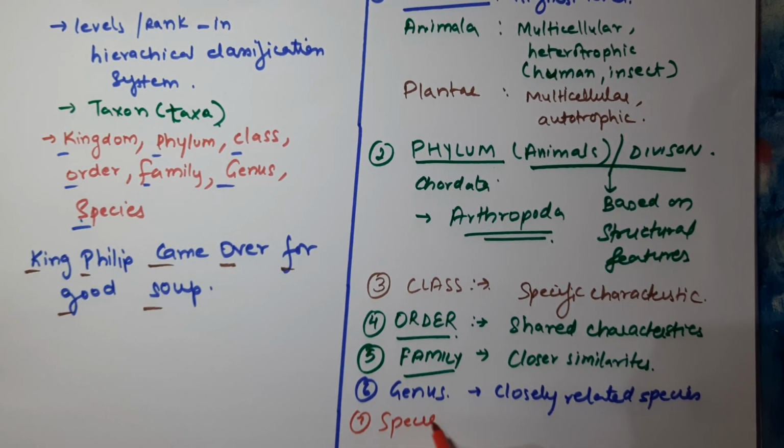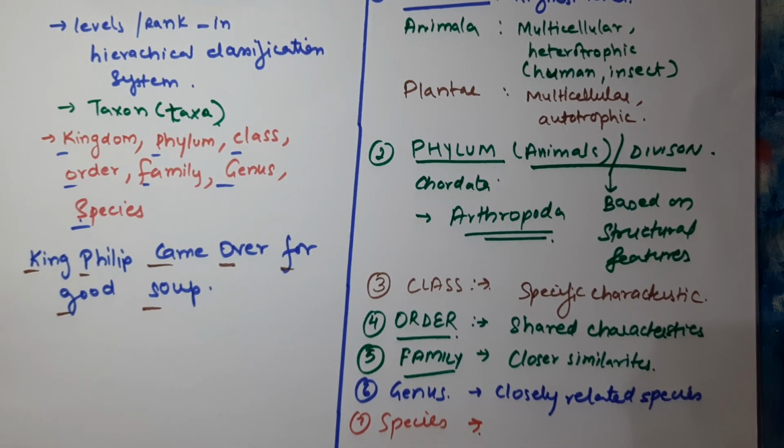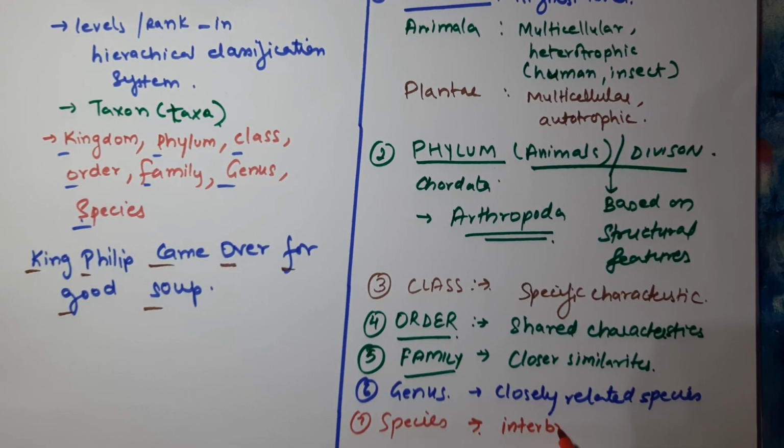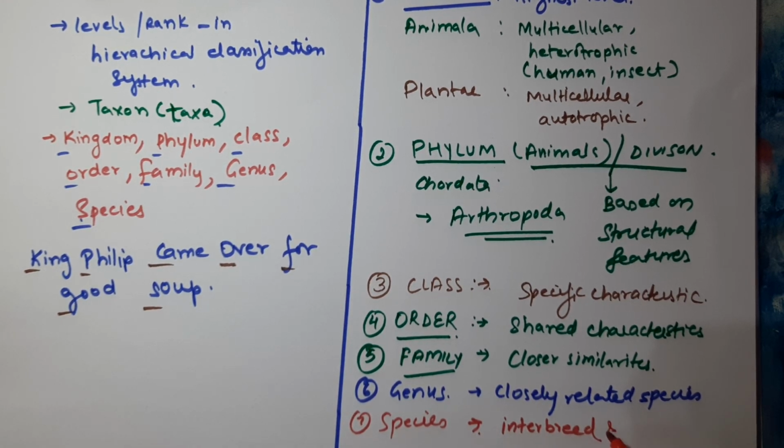Species is the basic unit of the classification. Okay, and a group of organisms, they are pairs that can interbreed and produce fertile offspring. Okay. So the consideration for grouping the organism includes the interbreeding and producing the fertile offspring. Okay.